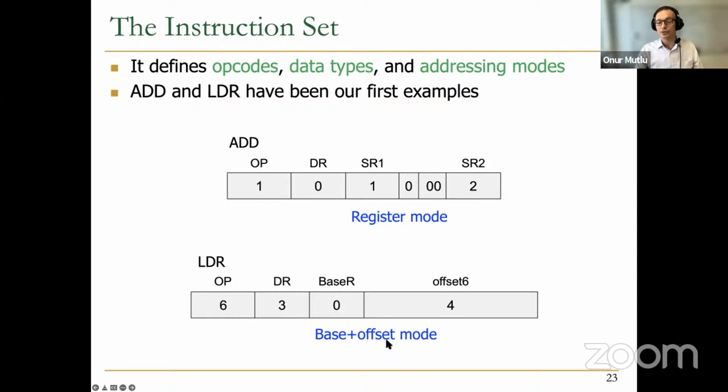And the load register uses the base plus offset mode. Basically, it takes a base register, adds to it an offset, an immediate value that's part of the instruction, as you can see, and computes the address that way. So addressing mode specifies how you compute the address in an instruction. And we're going to see more addressing modes today.